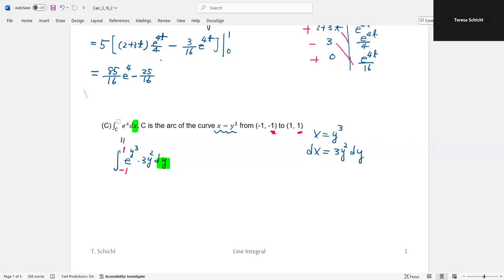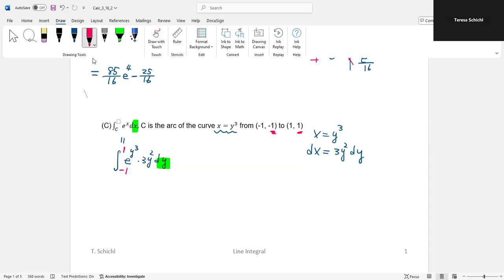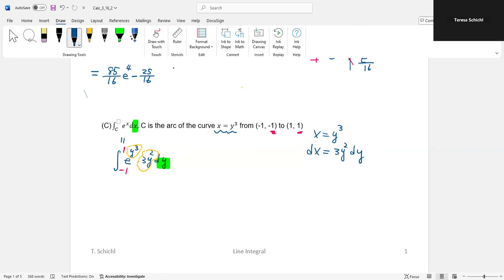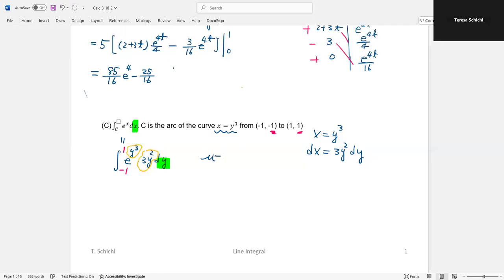The reason why I switch to the dy is that, as you can see, now my integration is pretty easy because of y. This is 3y squared, this is y cubed here. So why is this easy? Because I can use a u-sub. I will say u is equal to y cubed here. Then my du equals 3y squared dy. Wow, that's pretty good. So this integration will be e^u du here.